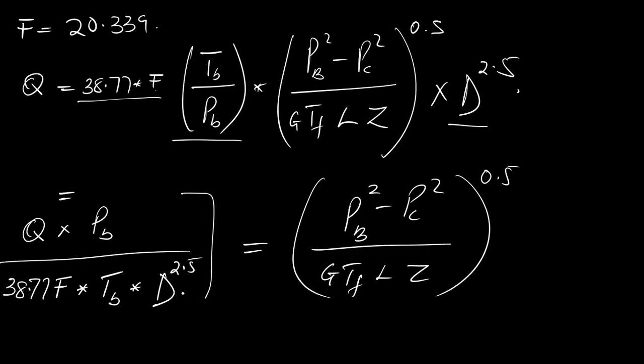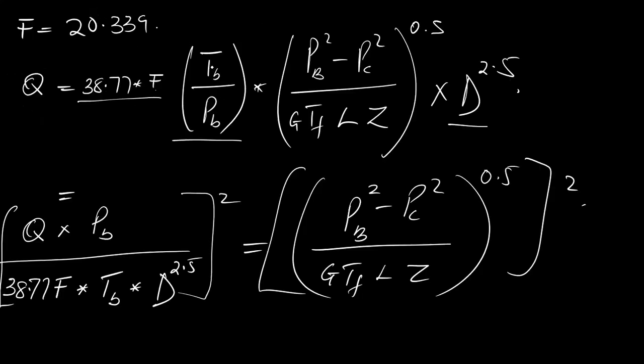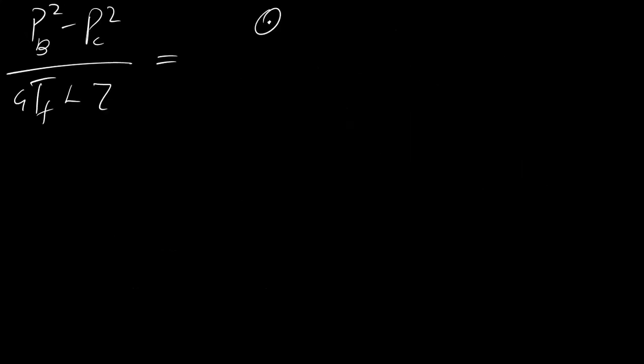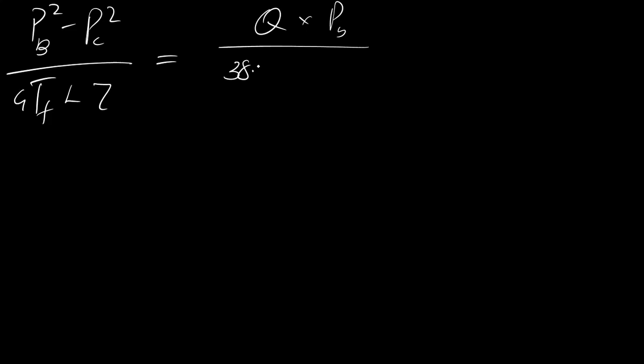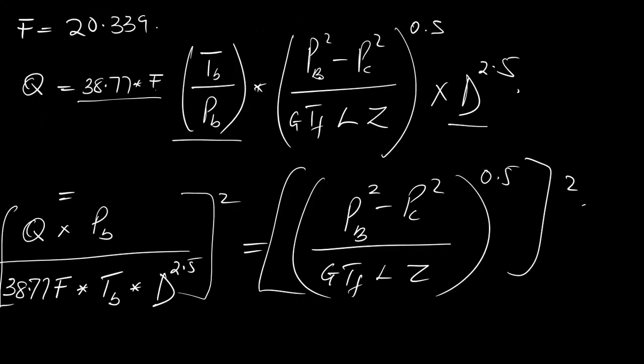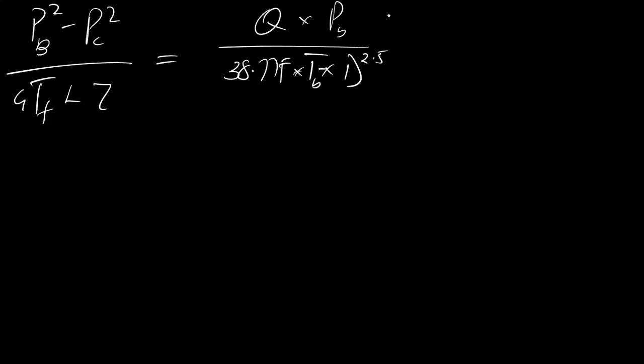So squaring both sides, we now have P subscript B square minus P subscript C square divided by G T L Z is equal to Q times P_B divided by P subscript b, divided by 38.77 F divided by T subscript b divided by D raised to power 2.5, all squared.